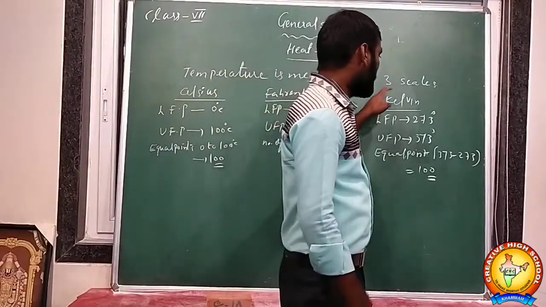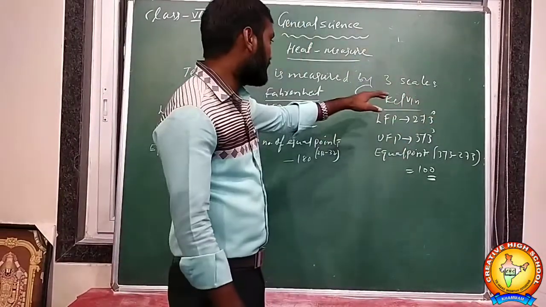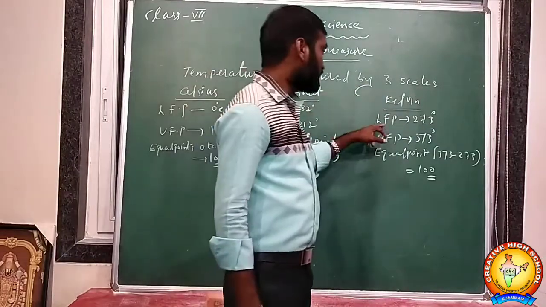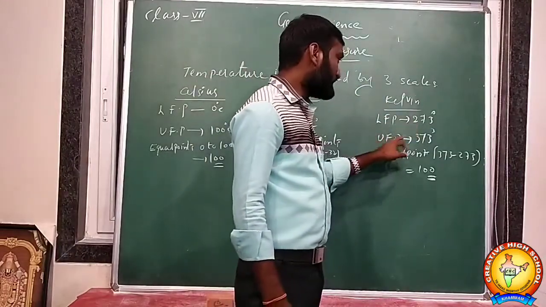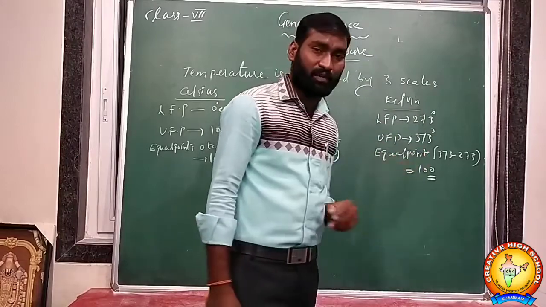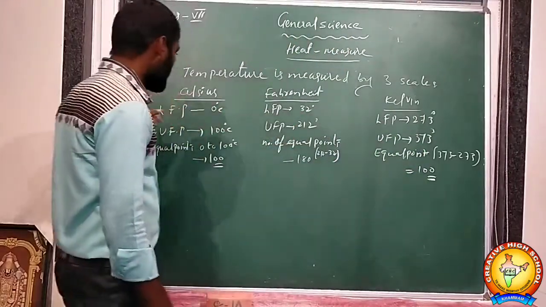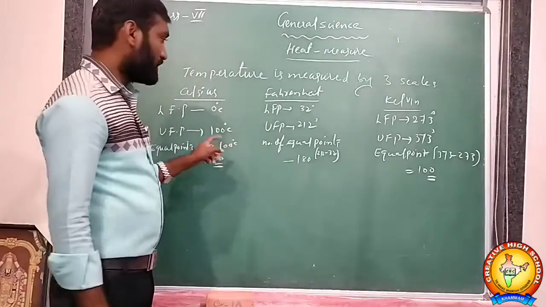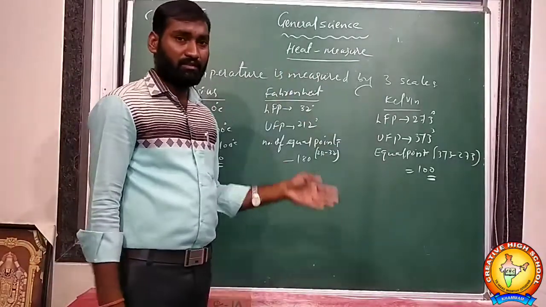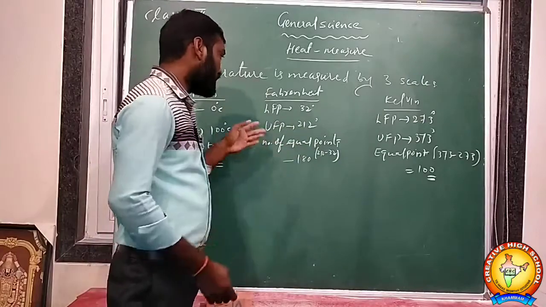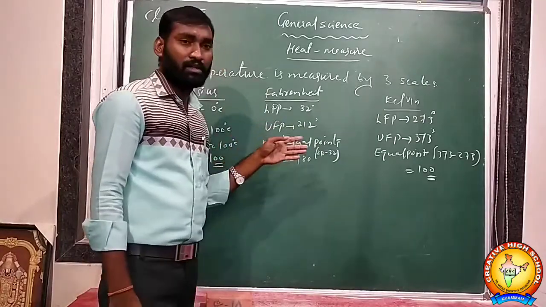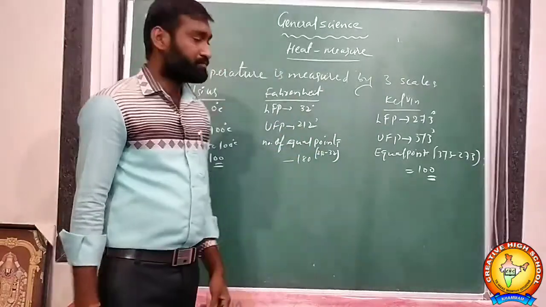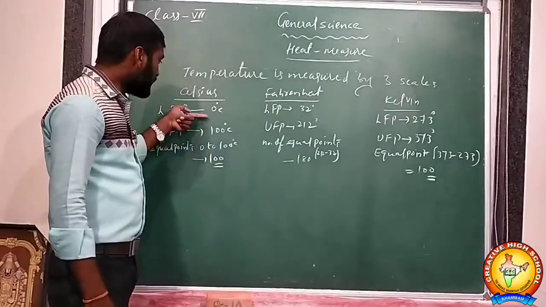The Kelvin scale was invented by Kelvin, also the name of a scientist. The lower fixed point is 273 and the upper fixed point is 373, with 100 equal points. So these are the points: what is the lower fixed point, what is the upper fixed point, and how they are divided into equal points.